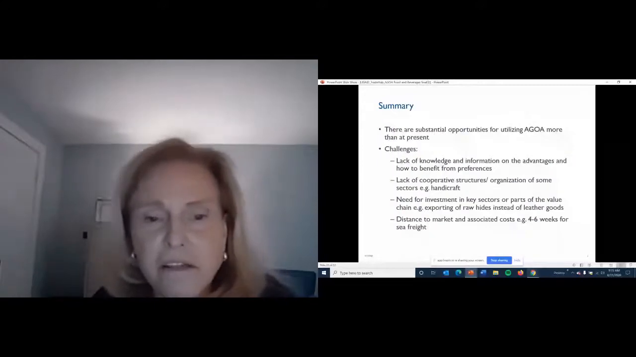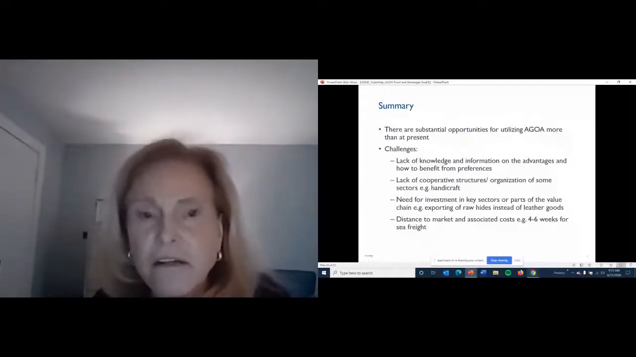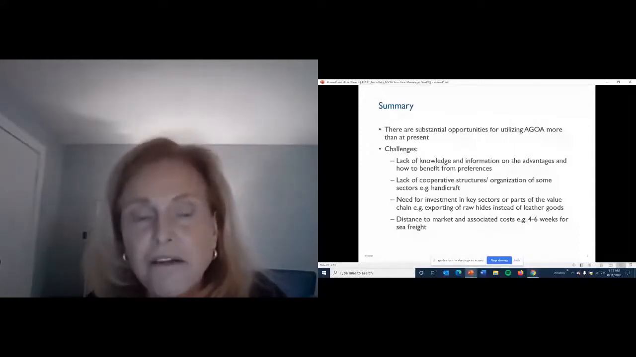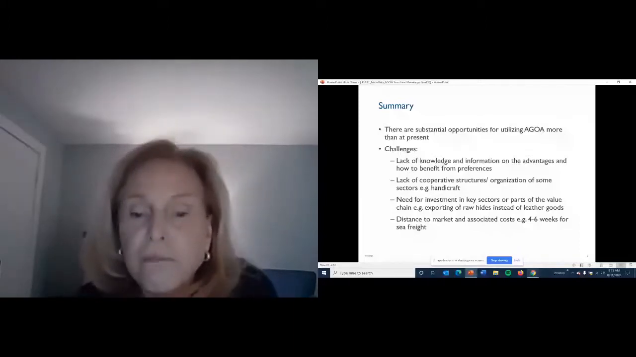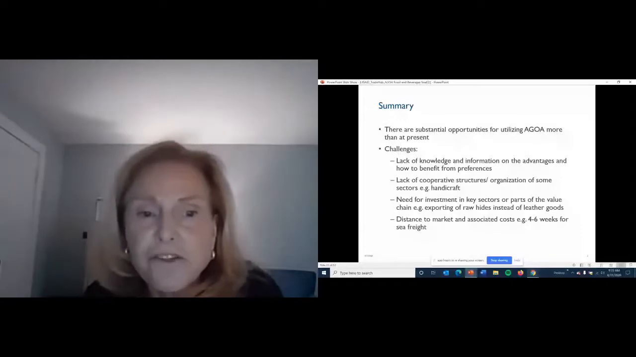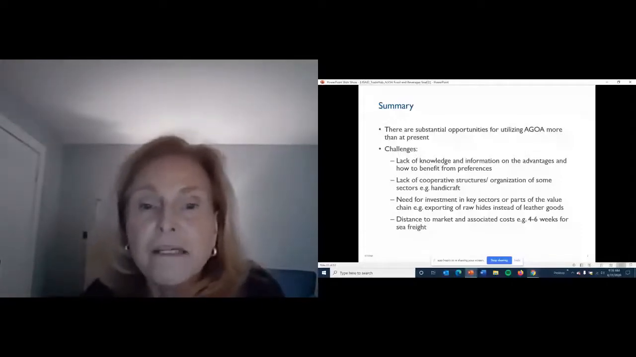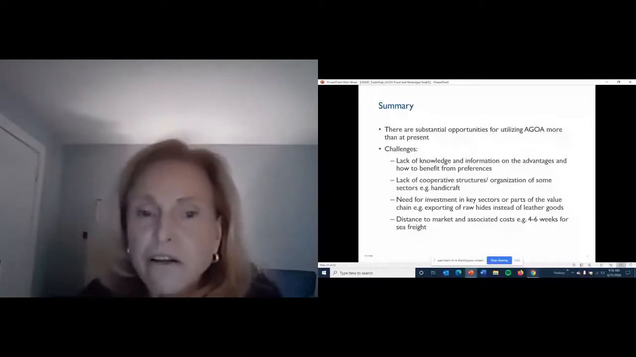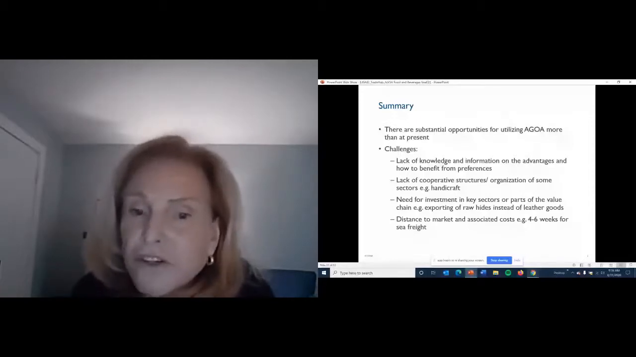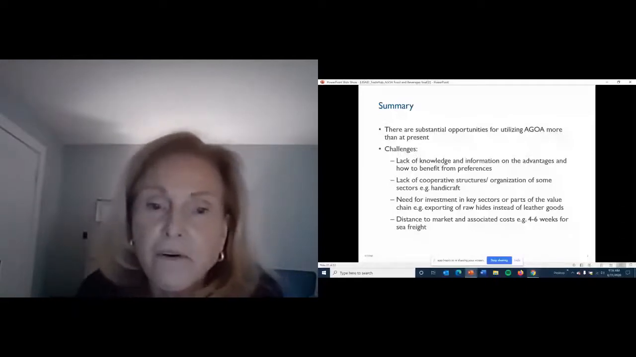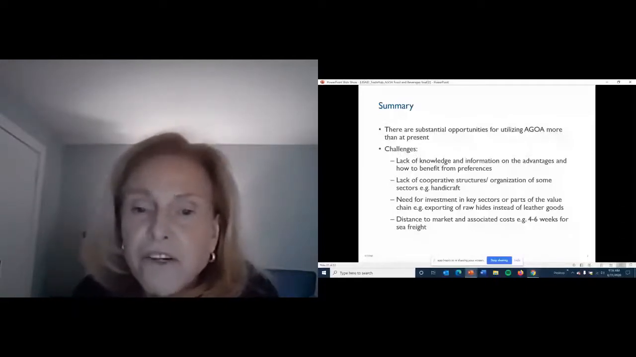To summarize, most of the countries in Africa are not using AGOA very, very much. And there's a lot of ways that it could be used to a greater amount. And some of those challenges are that there's lack of knowledge on the advantages and how to benefit. There's a lot of lack of knowledge of how the specific rules work for AGOA, lack of cooperative structures within countries like organizations of handicraft manufacturers.